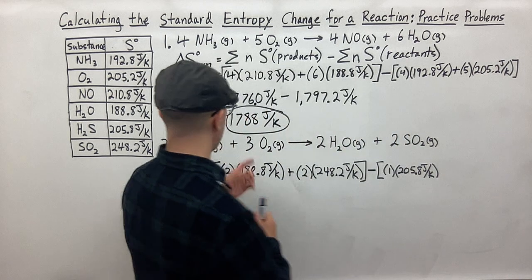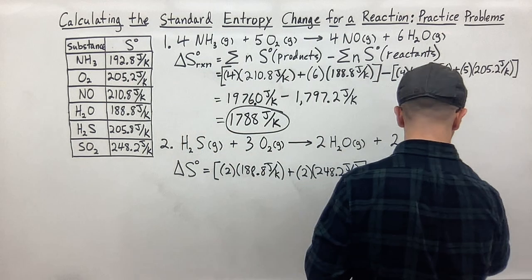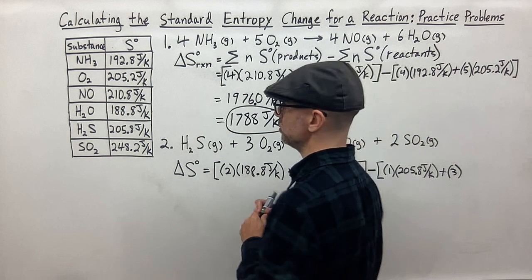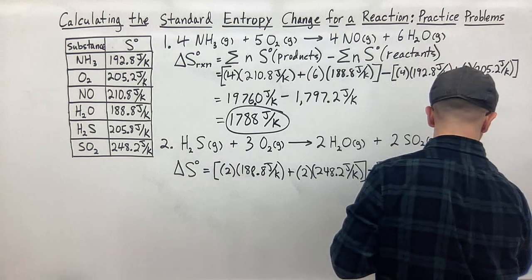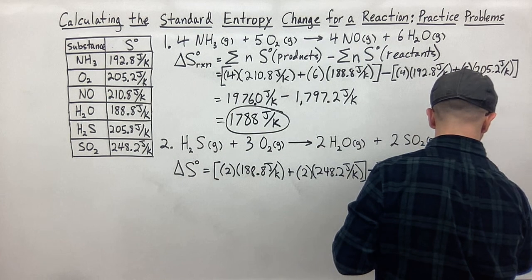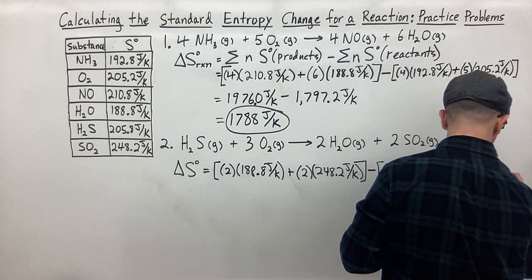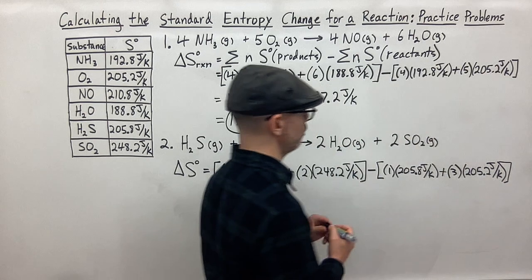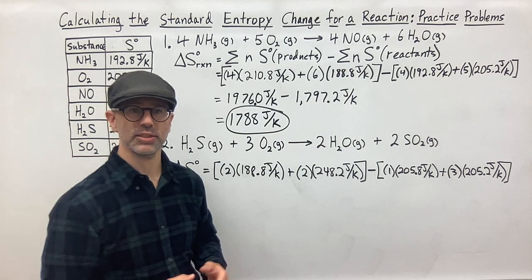Okay, and then finally oxygen again. So I have 3 of those. I'm going to add that. So 3 times, and then O2, 205.2. So I'm going to put 205.2 joules per Kelvin. And then close it off with the square bracket. And now I just do the calculations.